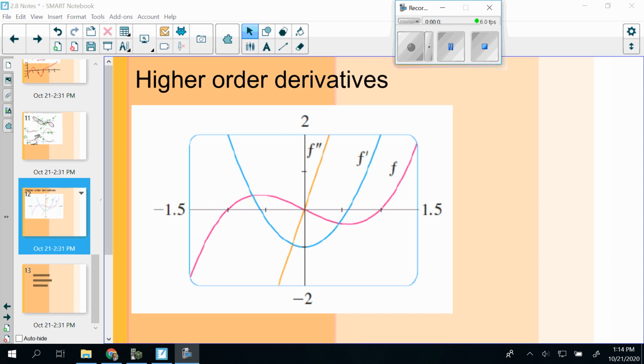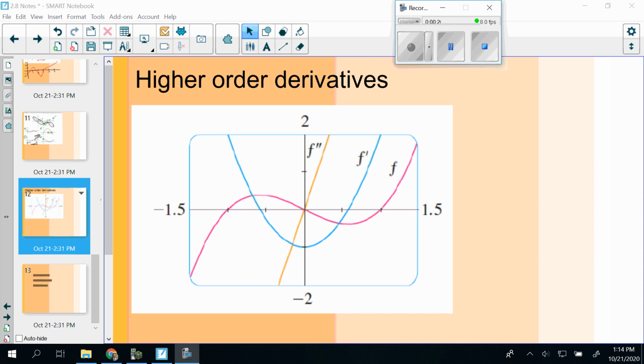We've talked about that there's such thing as a first derivative. There's also such thing as a second derivative, which would be the derivative or rate of change of the first derivative. And you could have a third derivative, fourth derivative, and so on with certain functions.